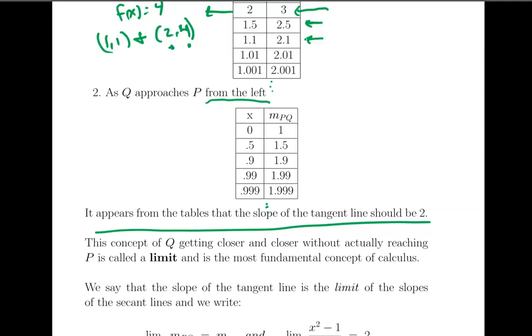Okay, so this concept of getting closer and closer without actually reaching, very loosely, is what we refer to as a limit. And again, it's the most fundamental concept in calculus because it's very closely related to the 2 pillars. So it's very, very important that we understand what's going on here.